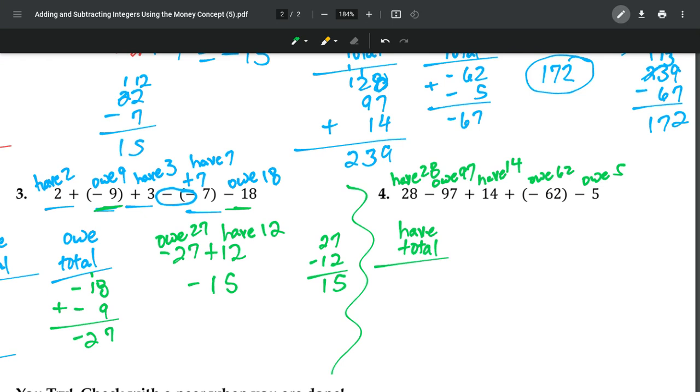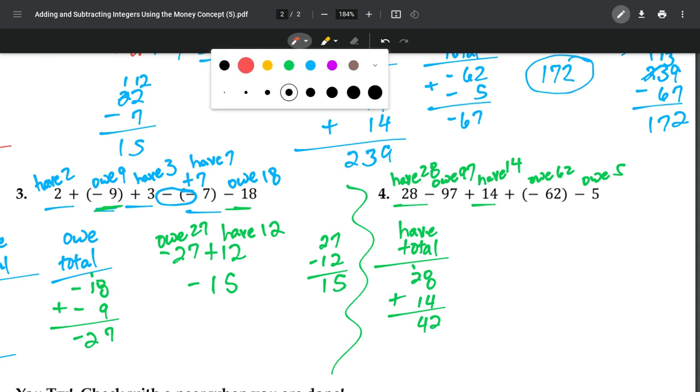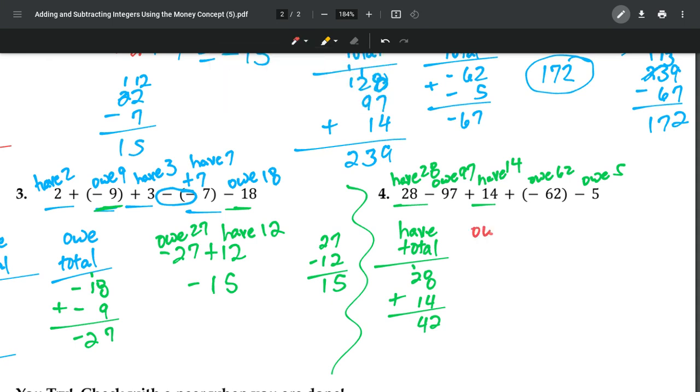You got 28, and you got 14. So how much money do you have total? That's 42. You got 42 total. But then you also owe me some money. Looks like you owe me a lot. How much do you owe me total? Let's see. You owe me 97. You owe me 62. And you owe me 5.